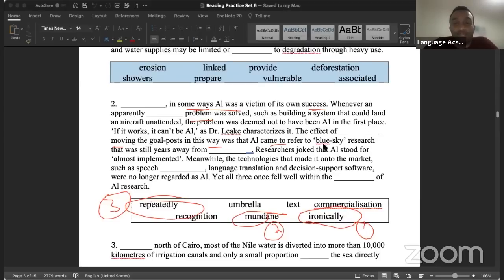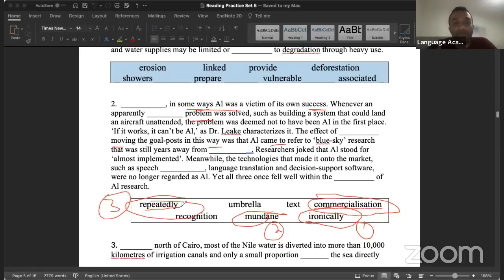Moving the goalpost, AI became research that was still years away from dash. Away from what? You can't get away from umbrella, you can't get away from recognition, you can't get away from text. The only word which will make sense is commercialization. When I put commercialization in the fourth one, I have fewer options to choose from for the third one, and the only option left will be repeatedly.